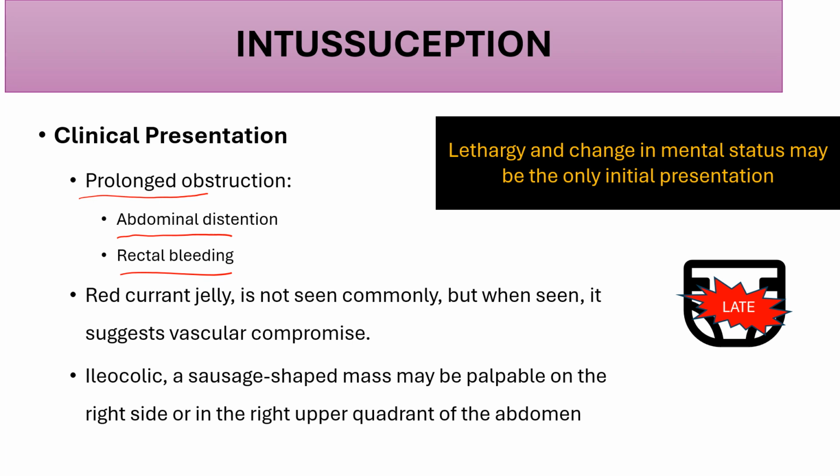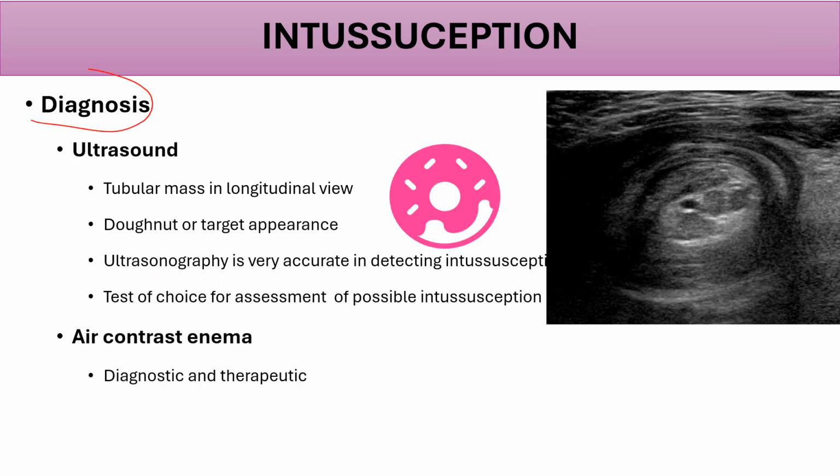Rectal bleeding will look like red currant jelly stool and is not commonly seen. I have never seen it myself. But when it's seen, it suggests vascular compromise, meaning that the bowel is dying, the bowel is having necrosis. The ileocolic intussusception, which is a sausage-shaped mass, may be palpable on the right side or in the right upper quadrant of the abdomen.